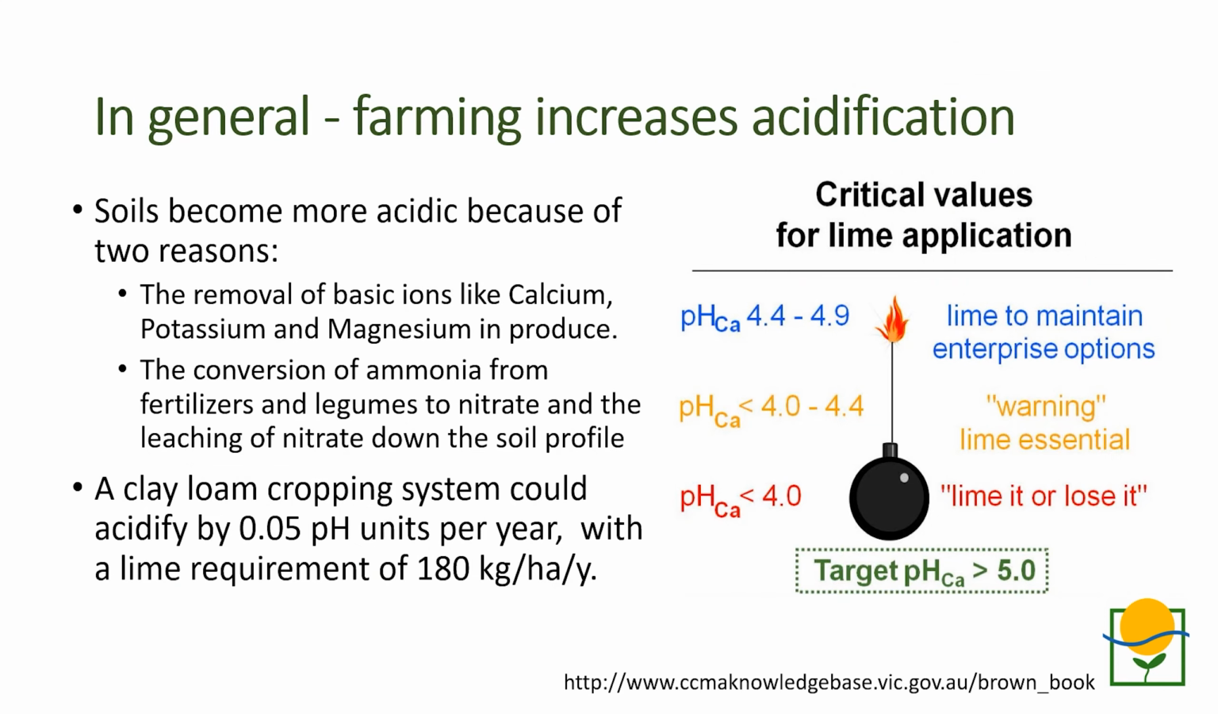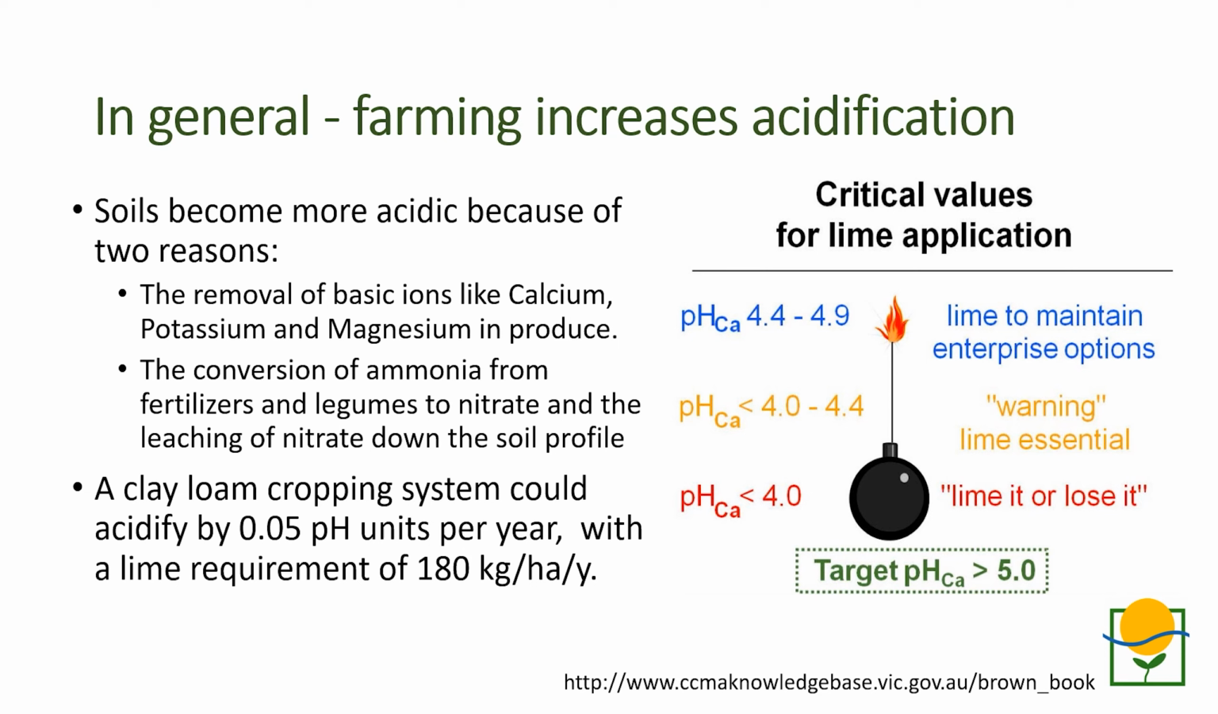Farmer experience and long-term research has shown that farming will make soils more acidic. Soils become more acidic because of two reasons. Firstly, the removal of basic ions like calcium, potassium, magnesium in produce such as hay and grain, which leaves the farm. And secondly, soils become more acidic because of the conversion of ammonia from nitrogen fertilisers and legumes to nitrate and the subsequent leaching of nitrate down the profile, which leaves hydrogen ions behind in the topsoil.